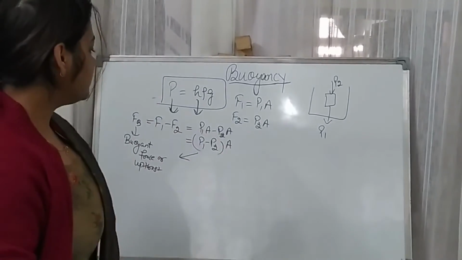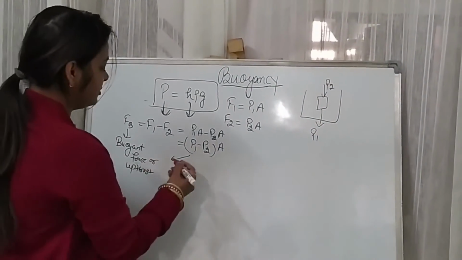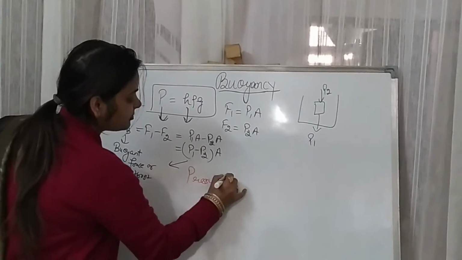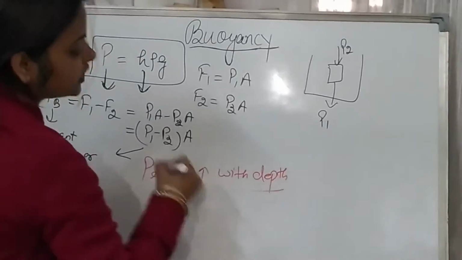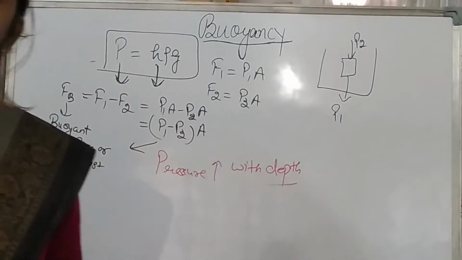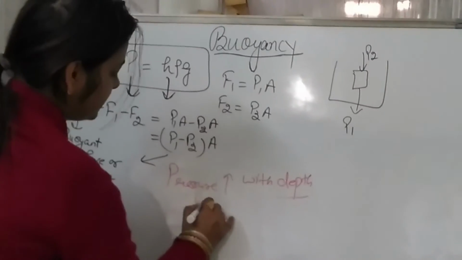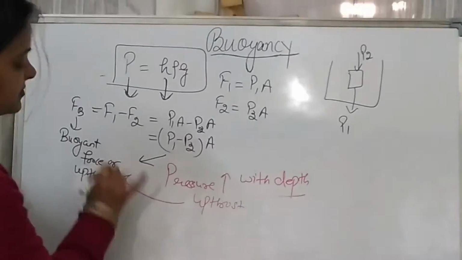Right? So this proves that as we go deeper and deeper, the pressure increases with depth. So this upward force exerted on any object is known as upthrust. Right? What we have already studied.